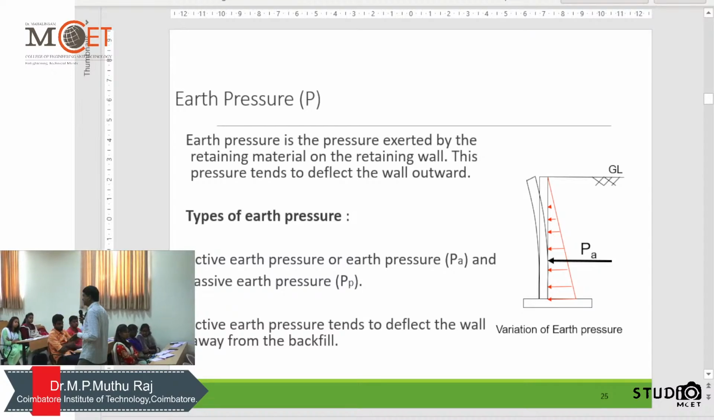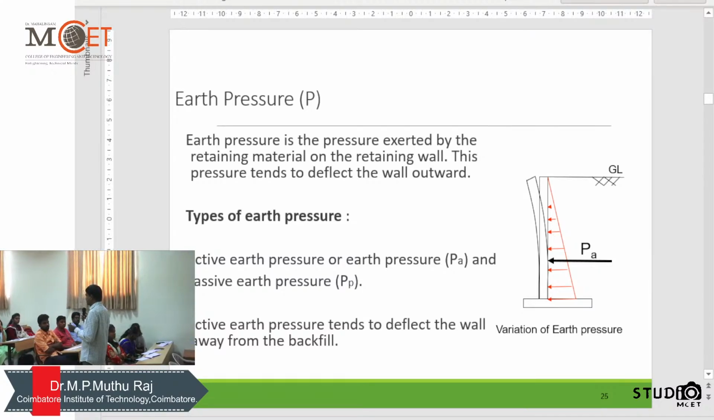So based on Rankine's theory, the active earth pressure coefficient is (1 minus sin phi) by (1 plus sin phi). That is for the horizontal backfill. Then for the inclined backfill, the equation is different. It will be cos alpha into (cos alpha minus root of cos square alpha minus cos square phi) by (cos alpha plus root of cos square alpha minus cos square phi). That is the formula that we normally follow.